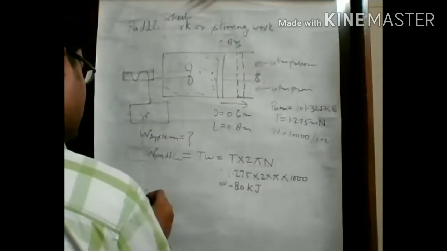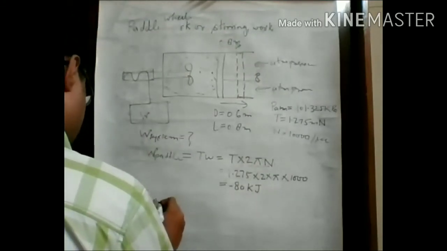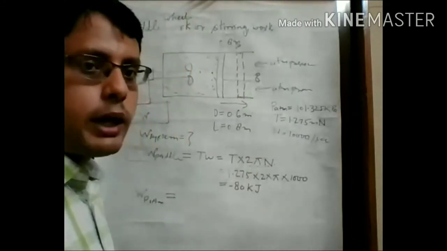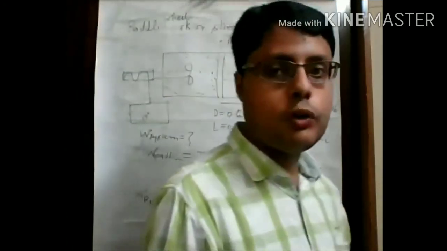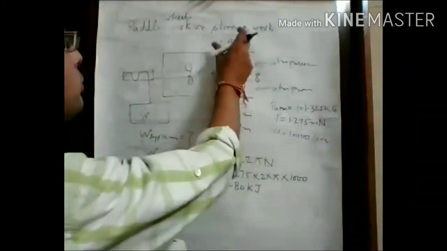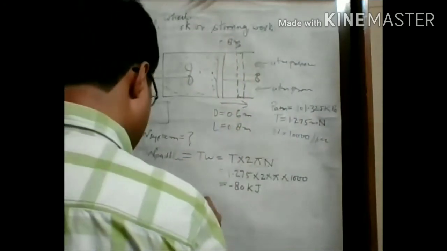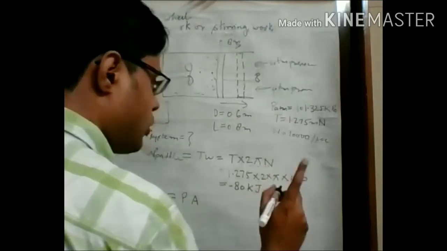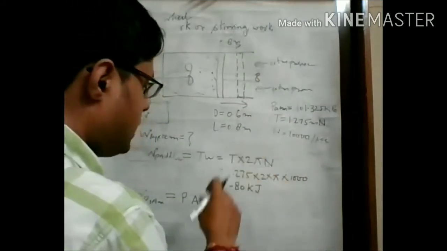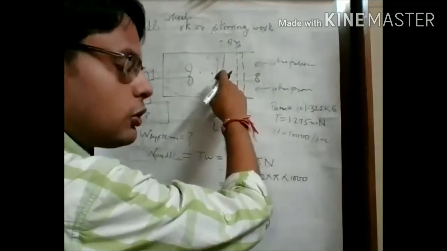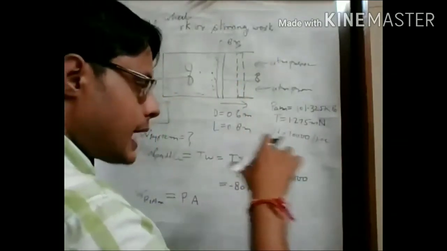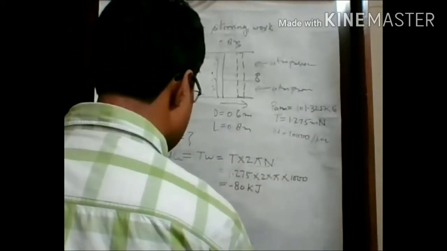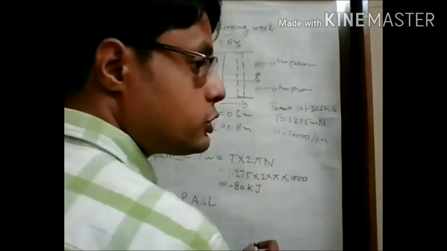Now we talk about work done due to this piston motion. Work done due to piston motion is equal to P multiplied by delta V. We know that pressure multiplied by change in volume. So what is the change in volume due to this displacement? We simply write P multiplied by area, the area of cross section of this piston, multiplied by delta L, which is equal to the length of stroke.